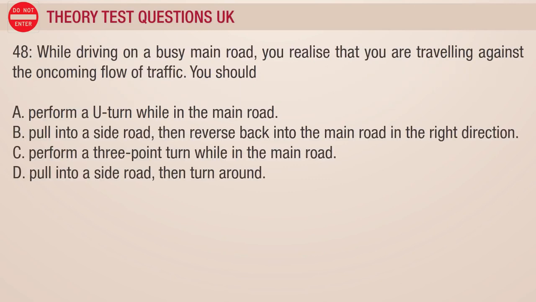Question 48. While driving on the busy main road, you realize that you are traveling against the oncoming flow of traffic. You should A. Perform a U-turn while in the main road. B. Pull into a side road, then reverse back into the main road in the right direction. C. Perform a 3-point turn while in the main road. D. Pull into a side road, then turn around.